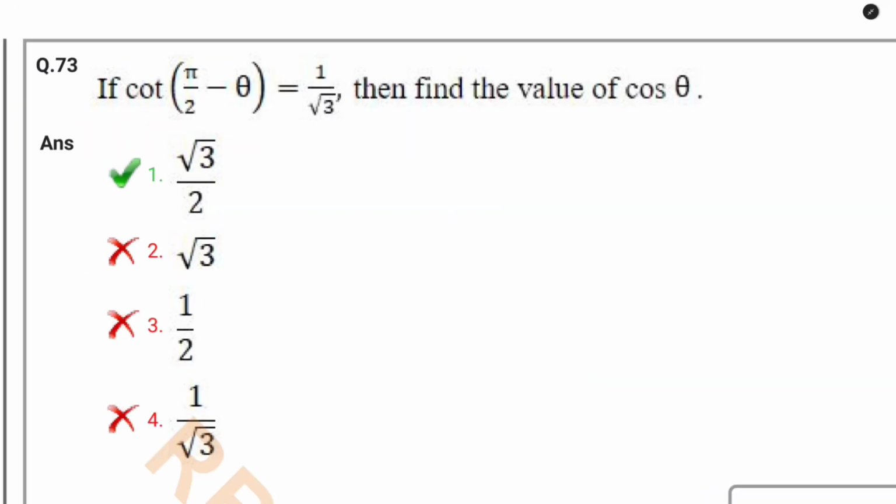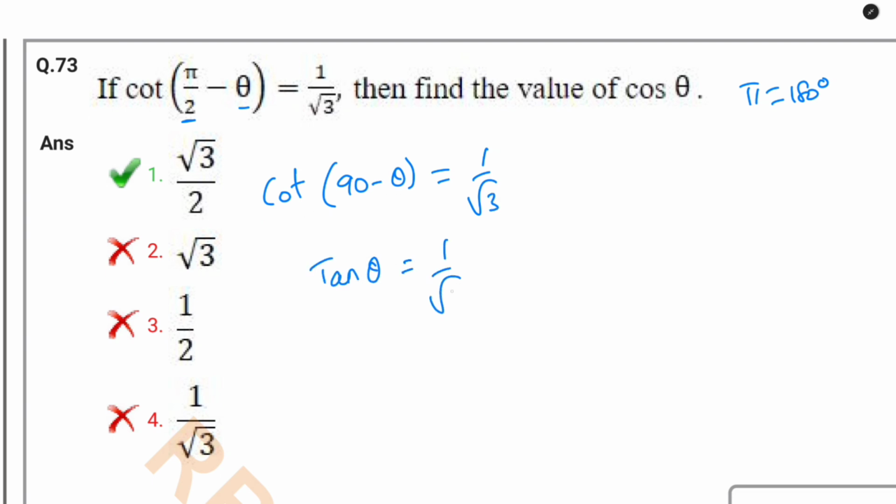Option 2. Cot of pi by 2 minus theta. So pi means 180 degrees. So pi divided by 2 means cot of 90 minus theta. It will be 1 divided by root 3. Cot of 90 minus theta is tan theta. It will be equal to 1 divided by root 3. Then the theta value will be 30 degrees. So cos theta, that means theta is 30 degrees. Cos 30 degrees is equal to root 3 divided by 2.